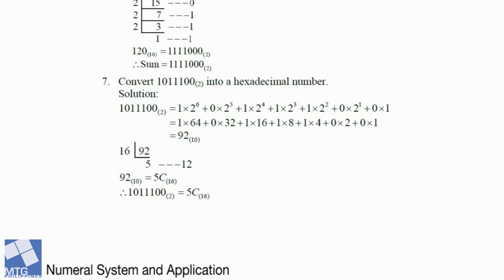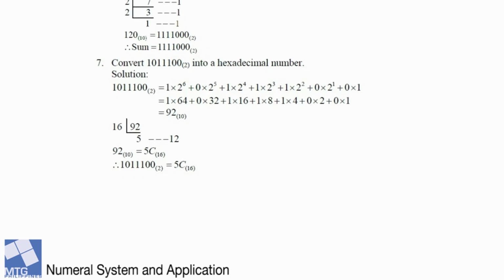Then from 92, we are going to convert it to base 16. So we will have 92 divided by 16. We will have 5 remainder 12. Now we cannot write 12 in a single place value, so we are going to write it as C. So therefore 92 base 10 is equal to 5C base 16.